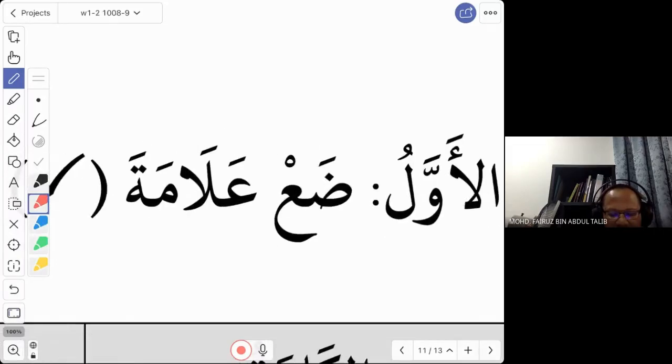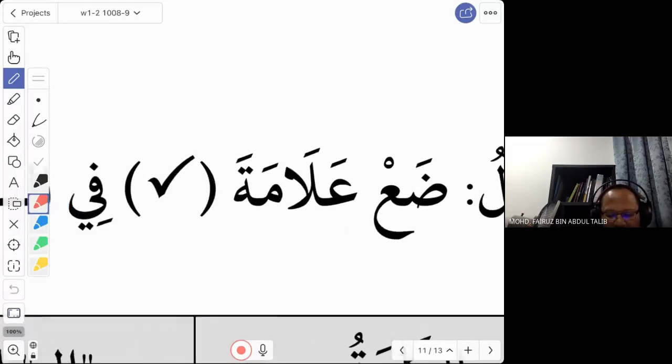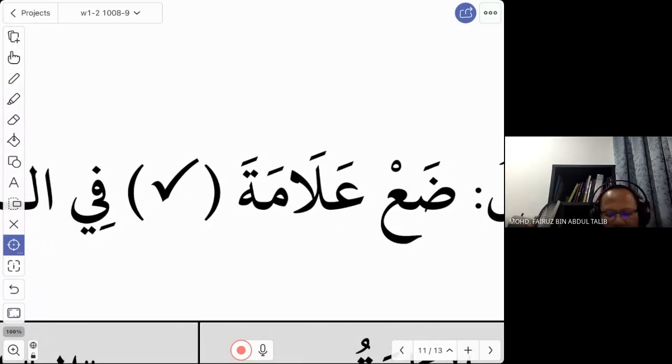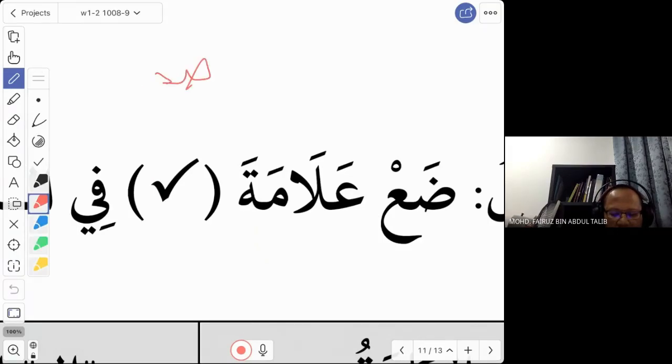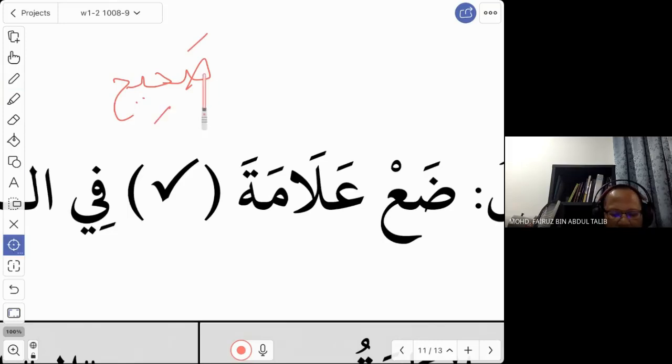So what is the first exercise? Okay, what is the instruction? Here it says, da' alamata sahih. Sahih means correct. Sorry, my sod looks like a ha. So that is my sod, a bit rounder. Okay, sod, yeah. Da' alamata sahih.